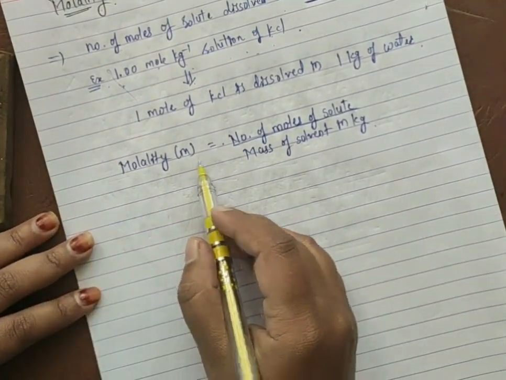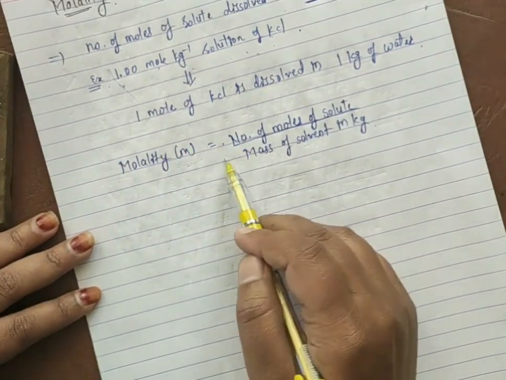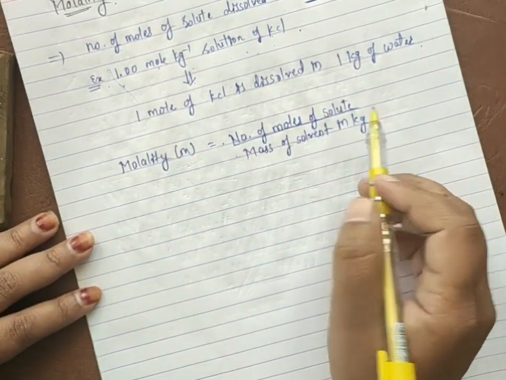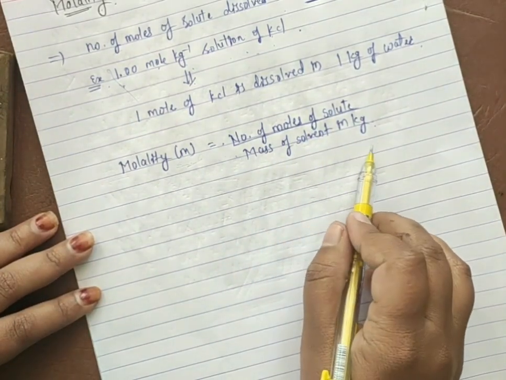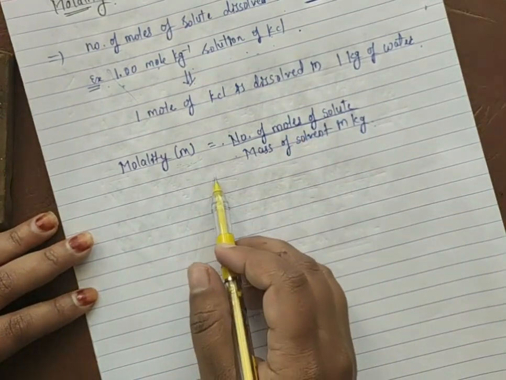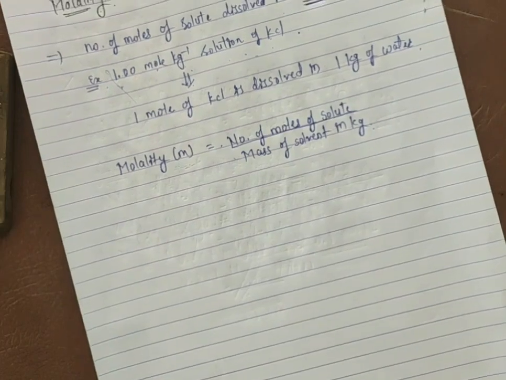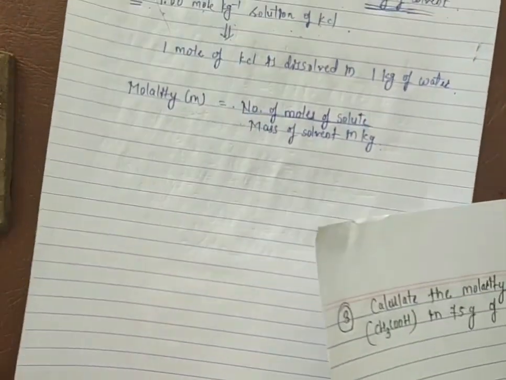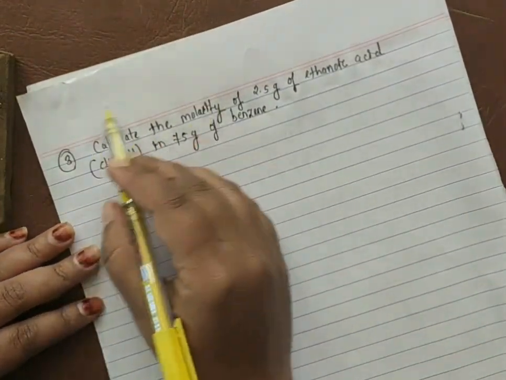So to determine the molality, we have the formula: molality, denoted by small m, is equal to the number of moles of solute divided by the mass of solvent in kg. Now based on this formula we can determine the molality. So now we can solve one problem here. Now read the problem first.